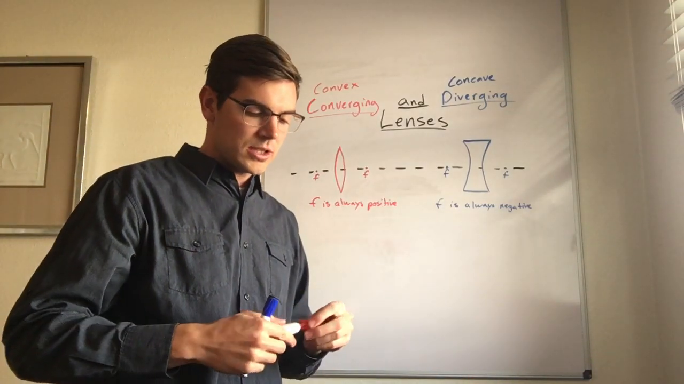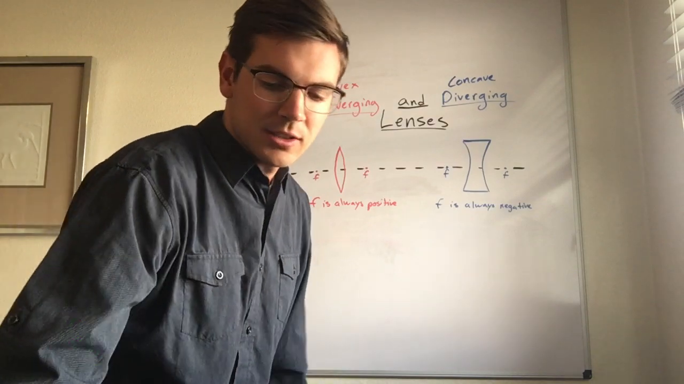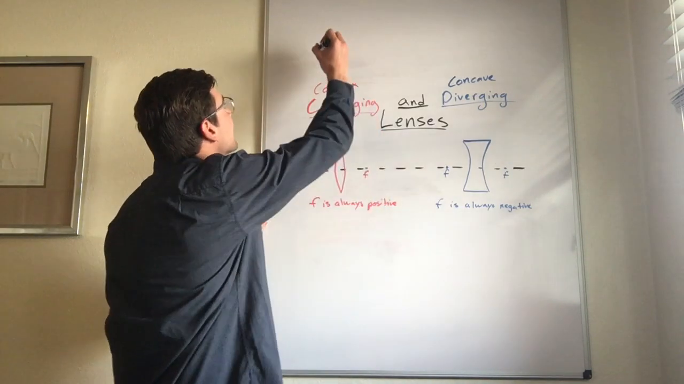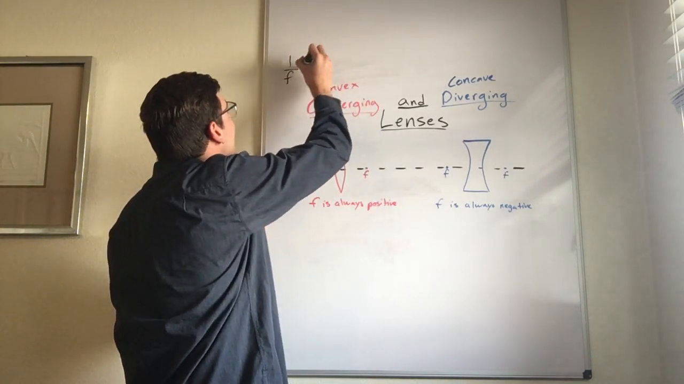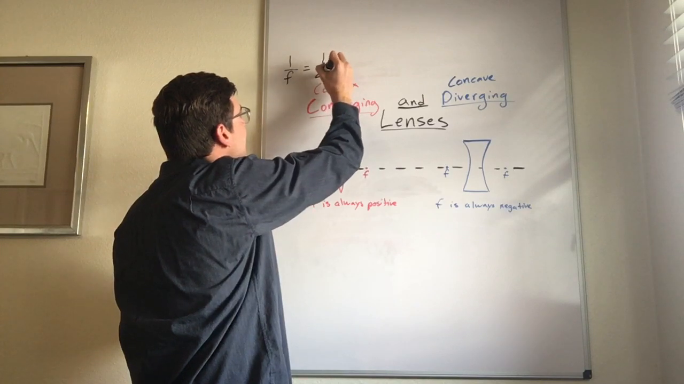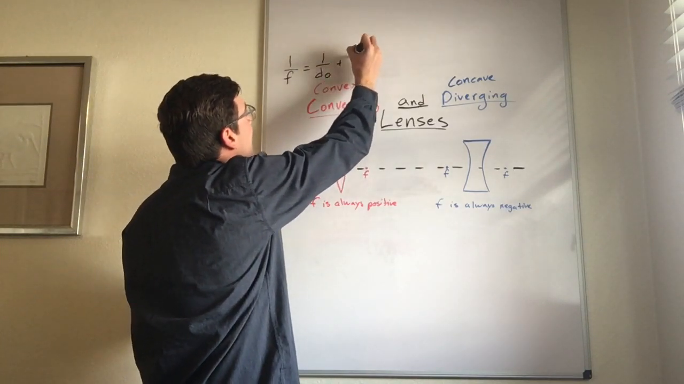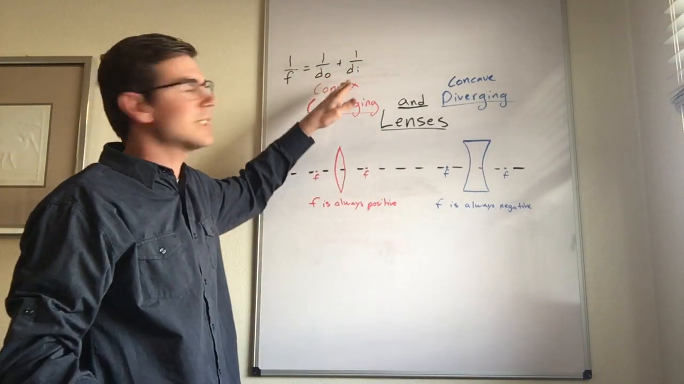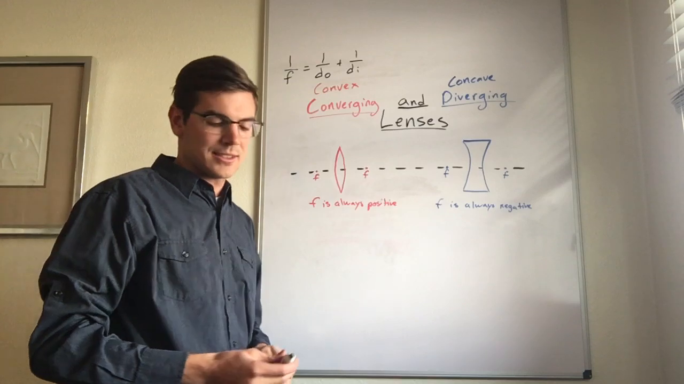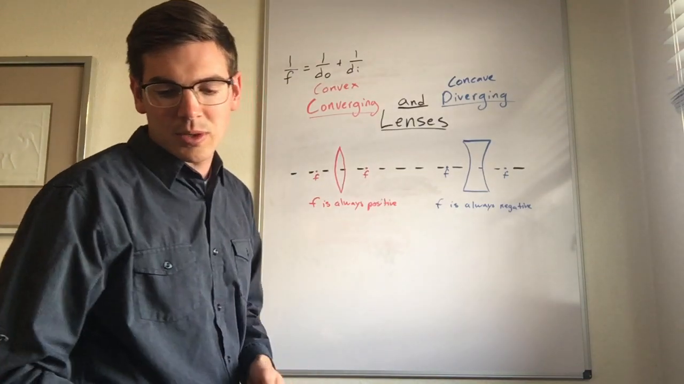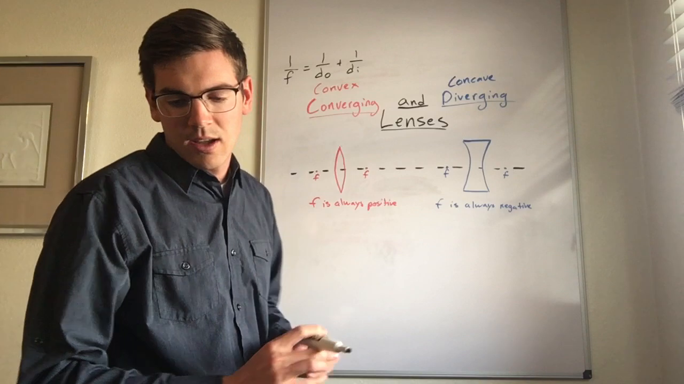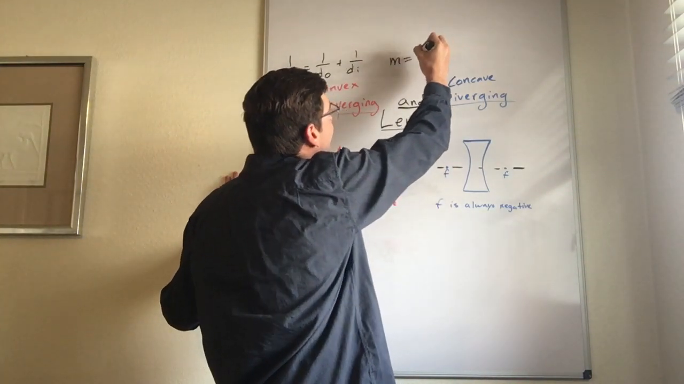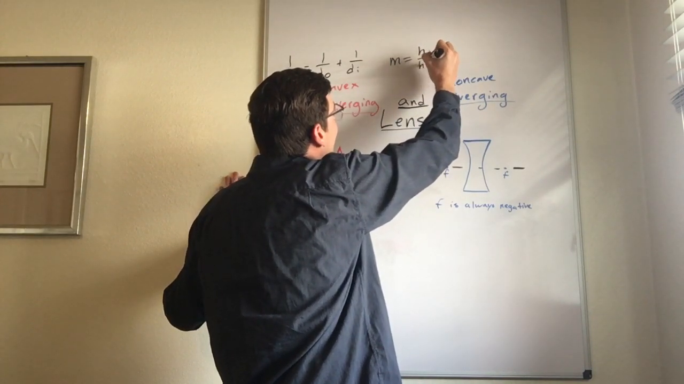And so on your equation sheet, there's two equations that you need to know to figure out converging and diverging lenses. One of these equations is 1 over F equals 1 over distance of the object plus 1 over the distance of the image. So usually they'll use O for the object and I for the image that it creates. And we'll see this in the other equation we need to know to find the magnification. And that equation is the magnification equals the height of the image over the height of the object.